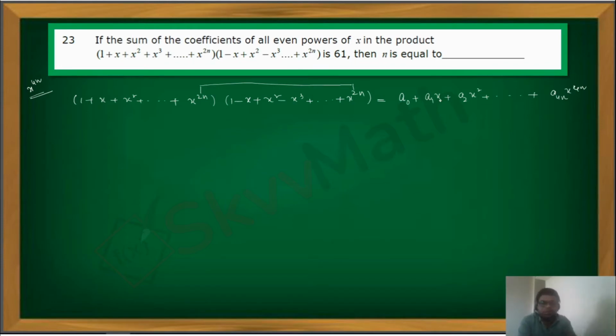Now here we have to find the sum of coefficients of all even powers of x. Even powers of x means here x power 0 coefficient is a0, x power 2 coefficient is a2, similarly x power 4 coefficient is a4, up to so on; the last, x power 4n, is also an even power, with coefficient a4n. So what we have to find is the value of a0 plus a2 plus a4 plus a6 plus up to so on a4n. This is the value required to find out.